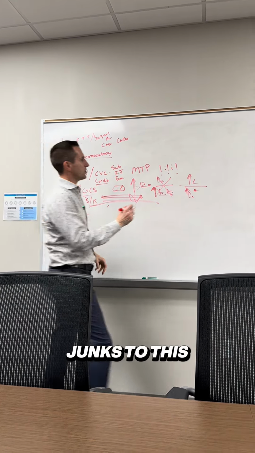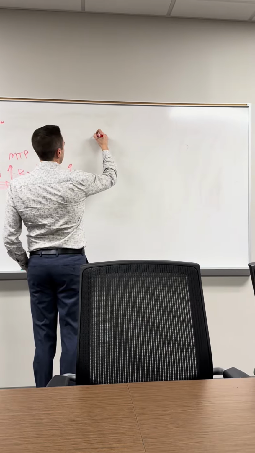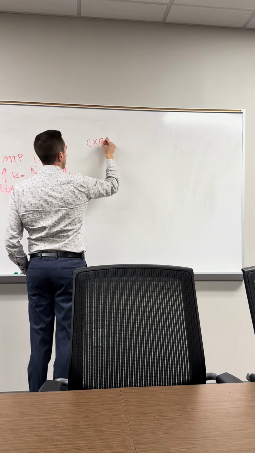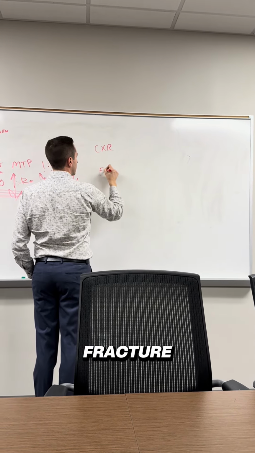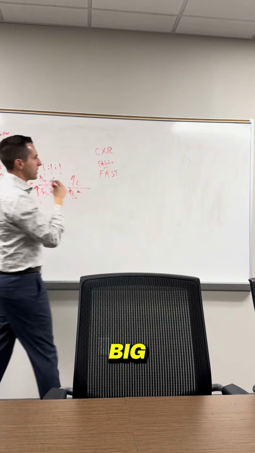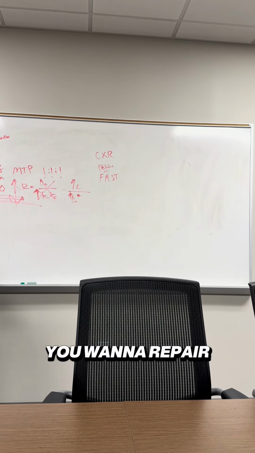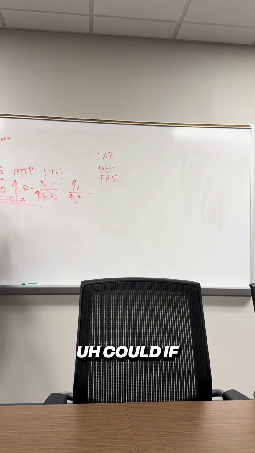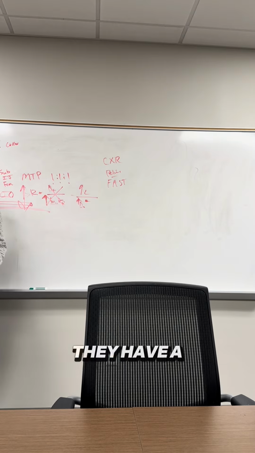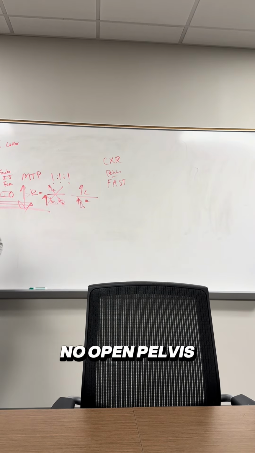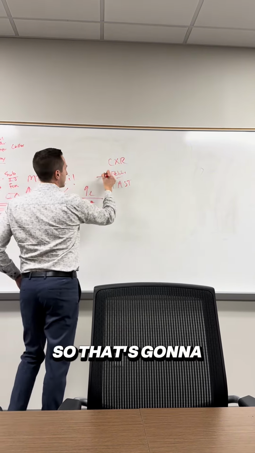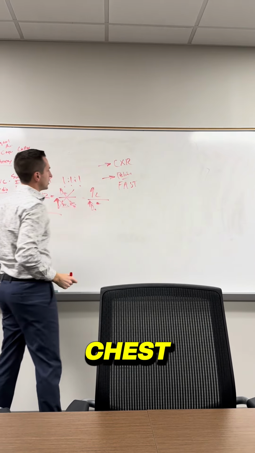Then the adjuncts to this are chest X-ray, FAST, and a pelvis X-ray. What if they have a big, open, nasty pelvis? You want to repair the... Could, if they code, yeah. You do want to repair lacerations if they're small. They have a big open one though. No, open pelvis, like open on the X-ray. Pelvic binder. Pelvic binder, okay? So that's going to be pelvic binder. This is going to be like your chest tube and all that.